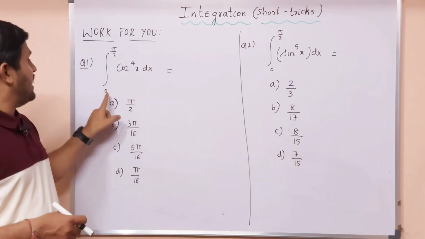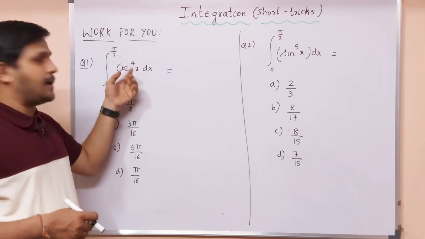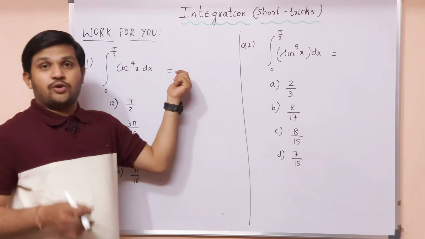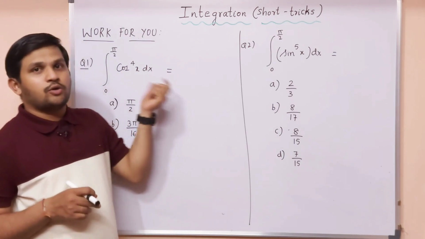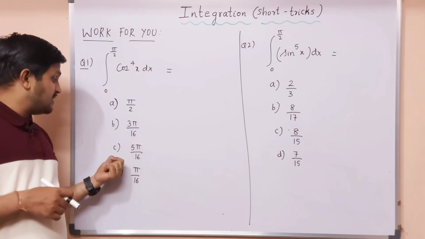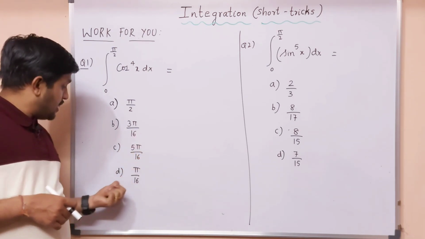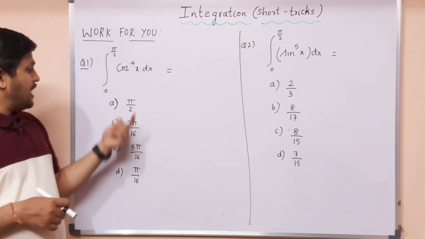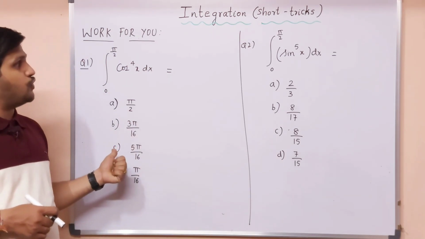Question number 1: integral 0 to pi by 2, that will be fixed, cos x whole power 4 into dx. Quickly do it and tell me how many seconds you have taken to solve this. Option A pi by 2, option B 3 pi by 16, option C is 5 pi by 16 and option D is pi by 16. Look at the options very clearly and tell me which is the right option for this question.